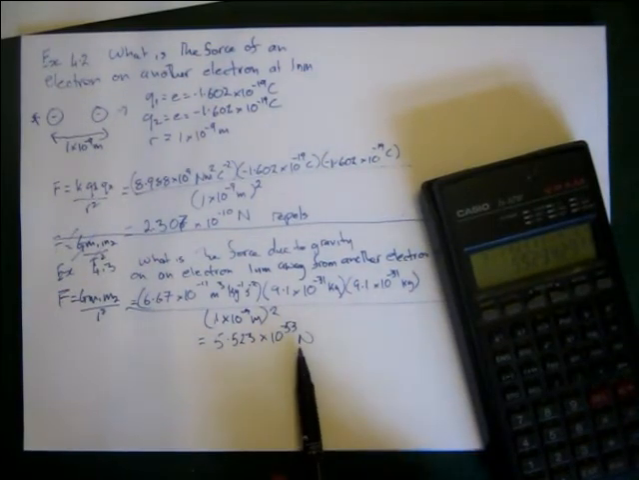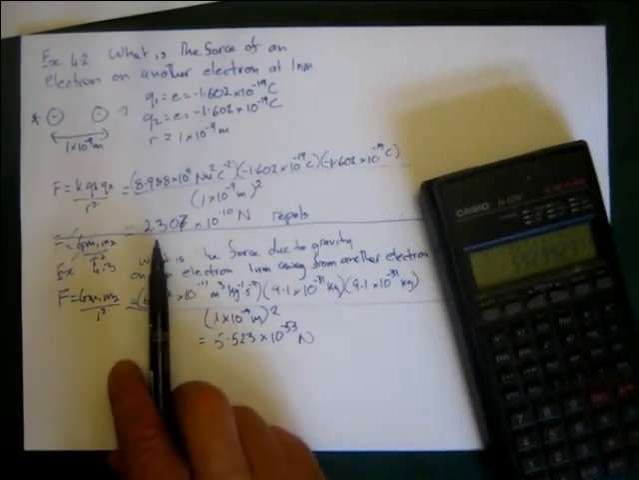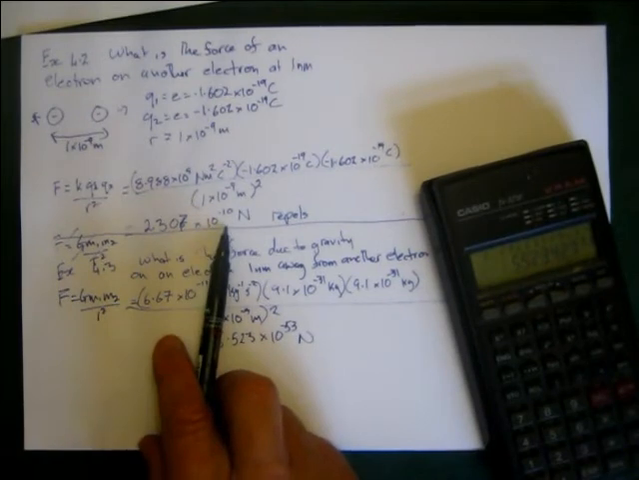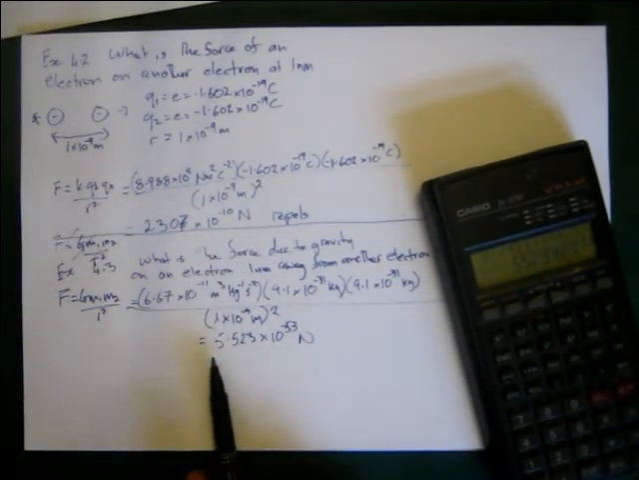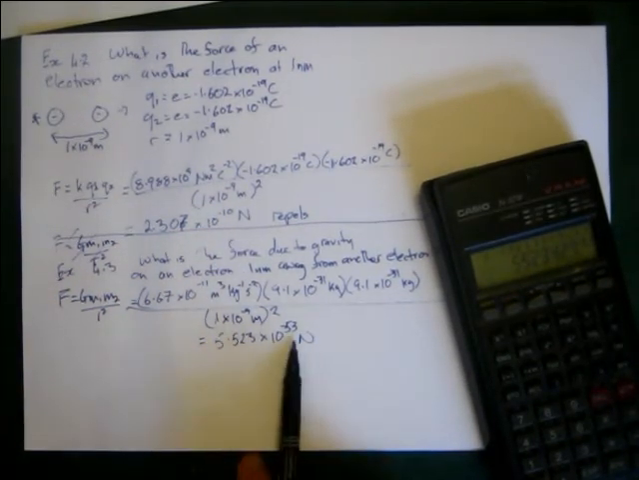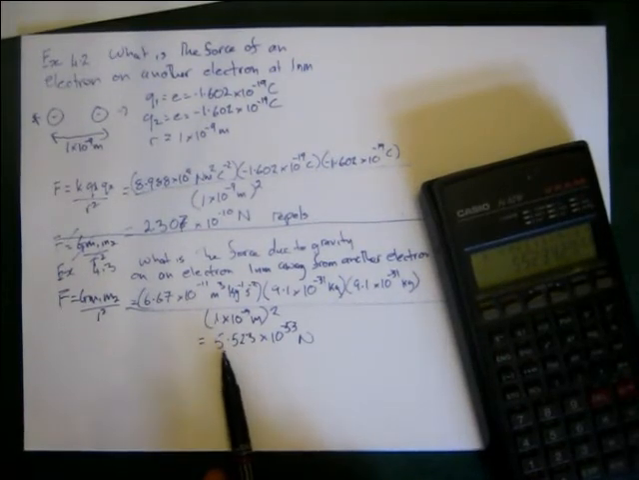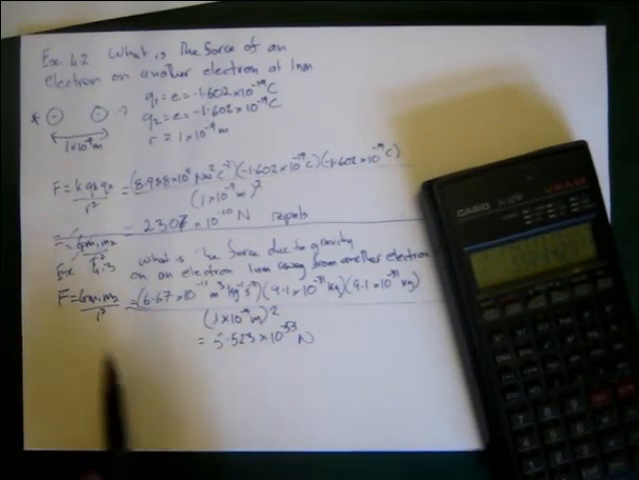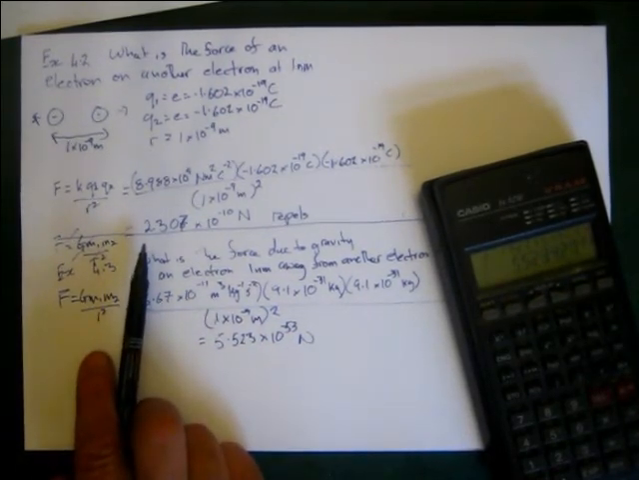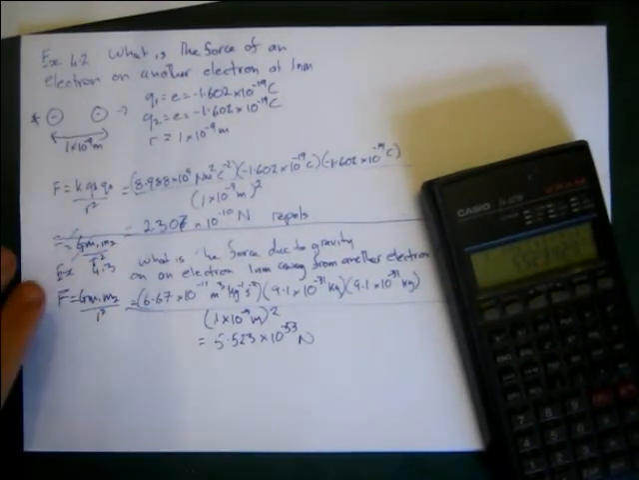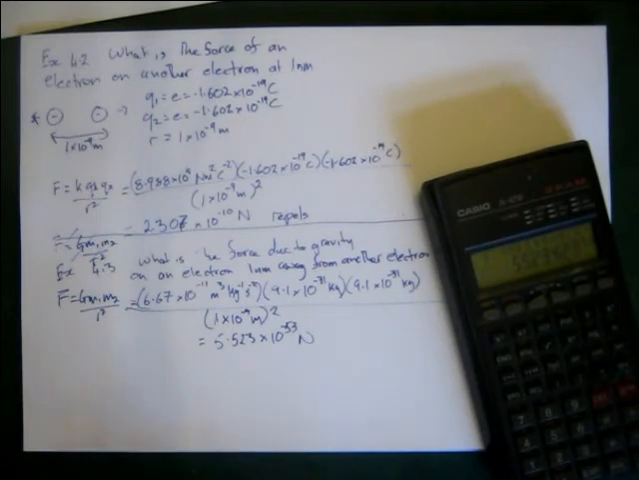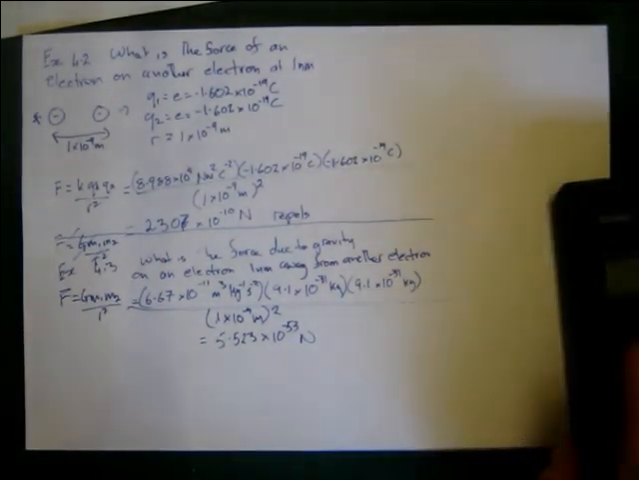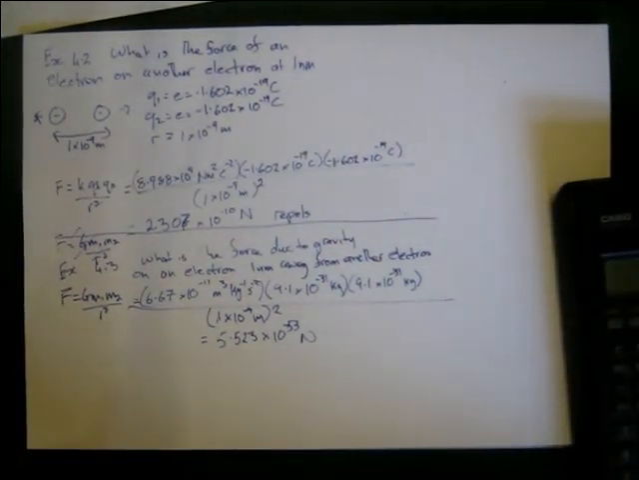So what can we tell about this force? The electrostatic force was 2.307 times 10 to the negative 10 newtons. The gravity force is 5.523 times 10 to the negative 53 newtons. So this is basically what, 2.5 times 10 to the 43 times bigger. So this electrostatic force is significantly bigger than the gravitational force between these things.